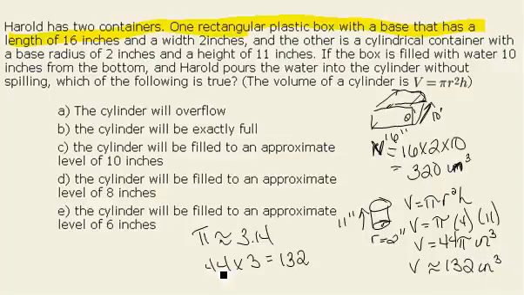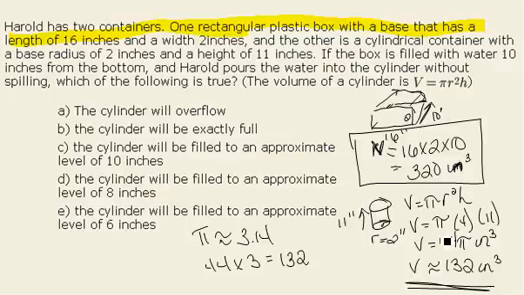If we overestimated and said that pi was about 3.5, we would have to add half of 44, or 22, giving us an overestimate of 154 cubic inches. We can see that the volume of our rectangular plastic box is much greater than the volume of our cylinder. Therefore, we know that our cylinder will overflow.